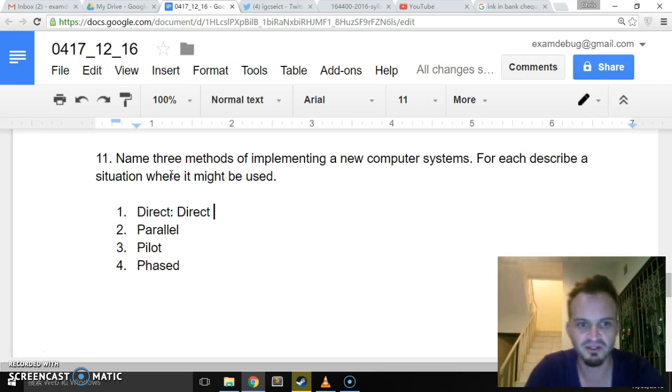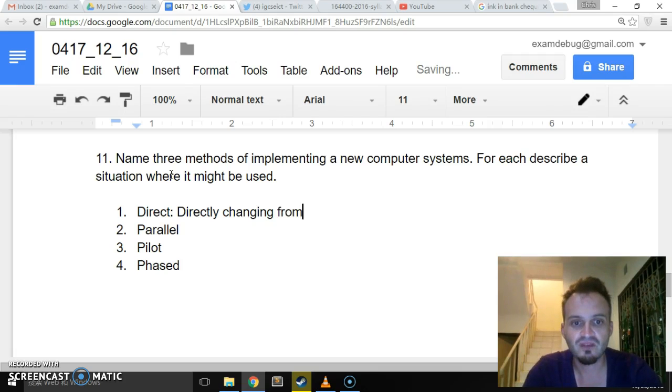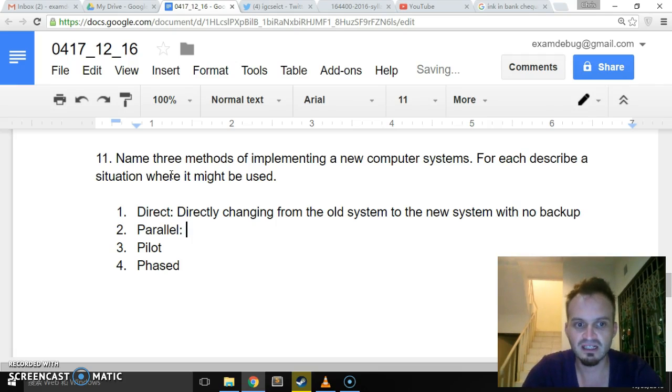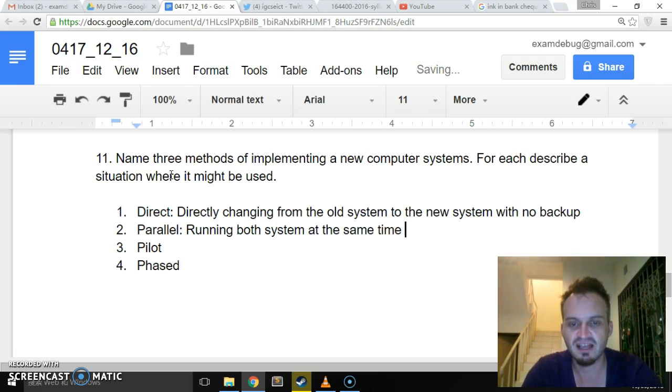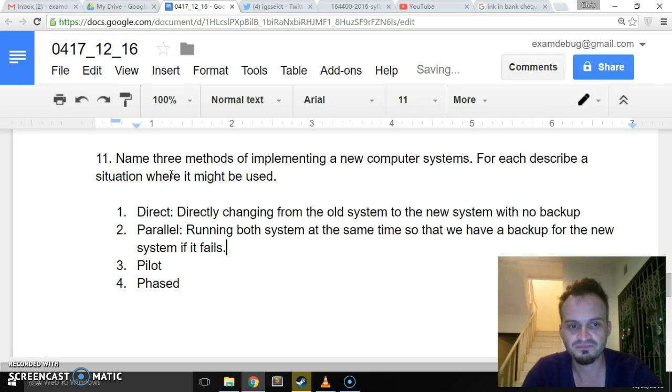You can do the English part yourselves. Directly changing from the old system to the new system with no backup. Okay, parallel. Running both systems concurrently, or we'll just say at the same time, so that we have a backup for the new system if it fails.